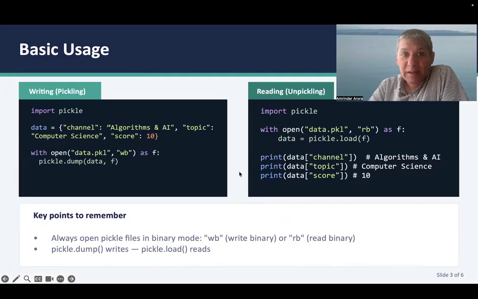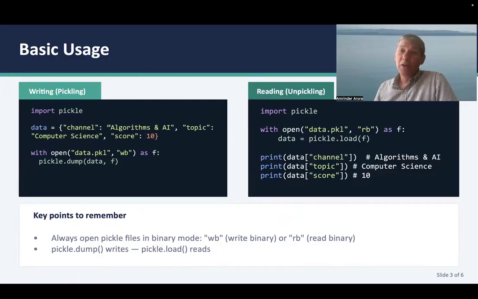So the basic usage. Let's look at the code. For writing, as part of pickling, you would import pickle and you have your data dictionary, whatever that object is. In this case, you have three keys to it: channel, topic, and score. You open the data pickle file, whatever file you want to write to, in the write binary format, and then you do pickle.dump. On the reverse side, the unpickling side, again, you import pickle, you open the file in which you have the output saved in the read binary format, and then you pickle.load. Once you have it, then you have your data dictionary back.